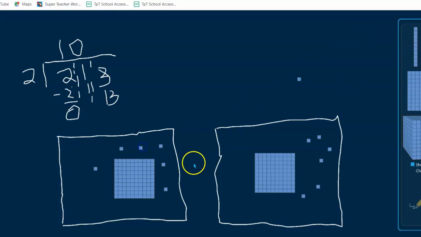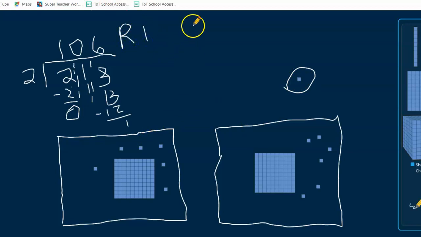Now if you notice, we have 1, 2, 3, 4, 5, 6 groups of 2. Which if we did this, we would subtract, and our remainder is going to be 1. And you see there you have 1 left over here. So we can actually write this as a fraction. You have 1 left over out of your group of 2. So you could either write remainder 1, or you could write it as a fraction because it's 1 left over out of a group of 2.